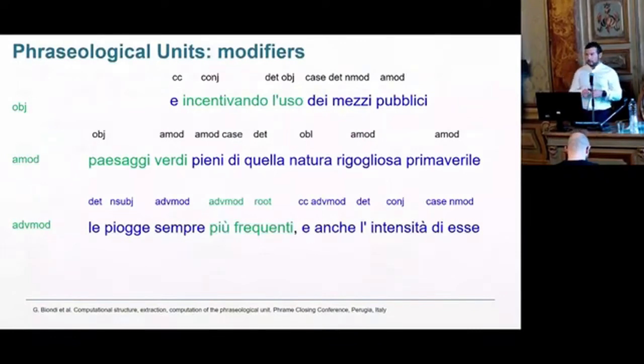So we focused our analysis on the three dependencies I showed you before, and the modifiers are other words in the same sentence connected by a dependency link that is selected to give a broader context of the sentence the phraseological unit or candidate phraseological unit lies in. So you can see the two words in green are the candidate phraseological unit, and the words in blue are the modifiers.